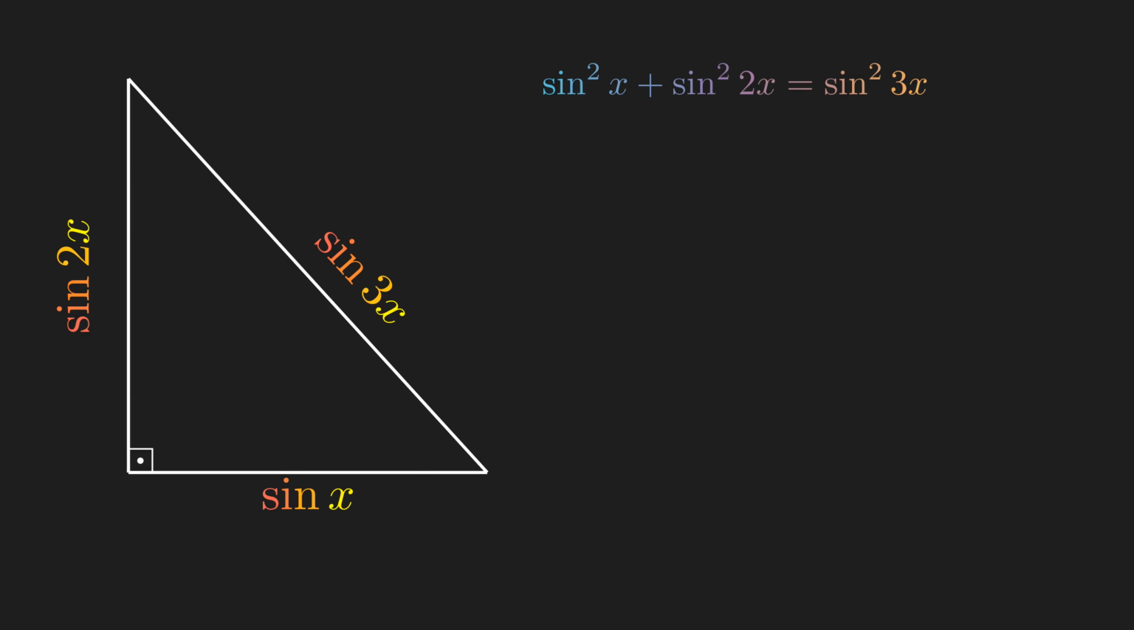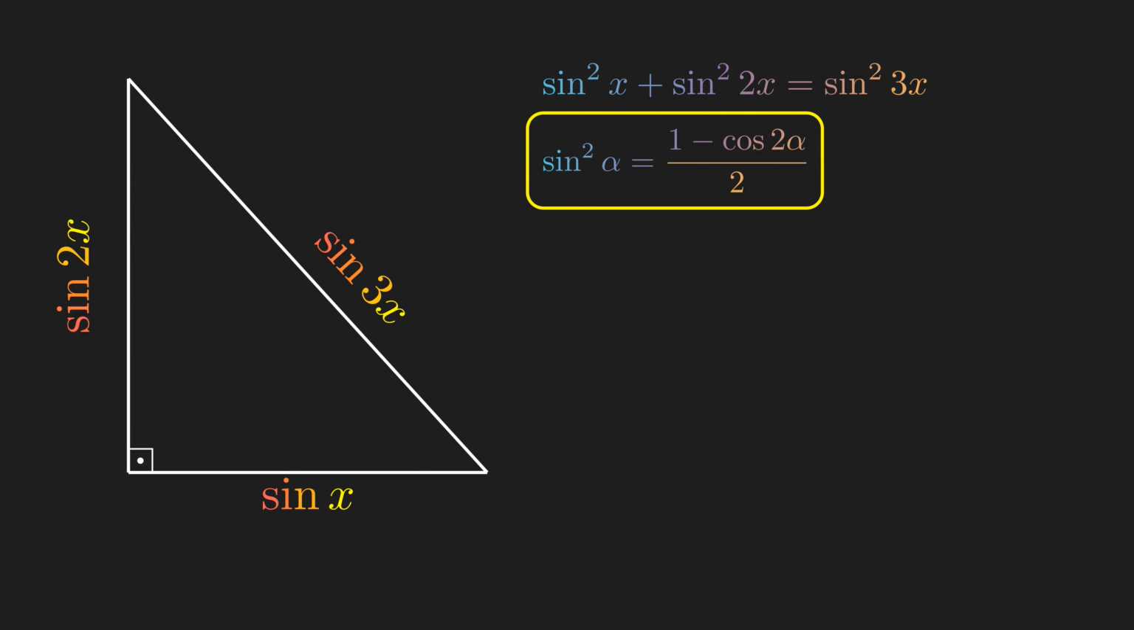Here, we will use the half-angle formulas. Sine squared alpha equals (1 minus cosine 2 alpha) over 2. We already proved the trigonometric half-angle formulas earlier on this channel. Those who are curious can find the link at the top right.